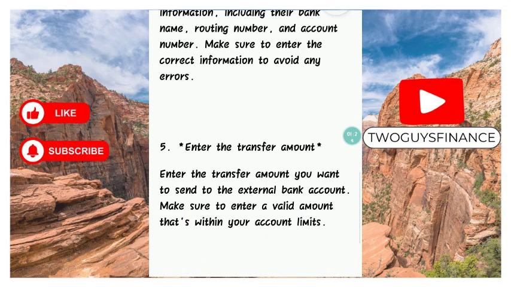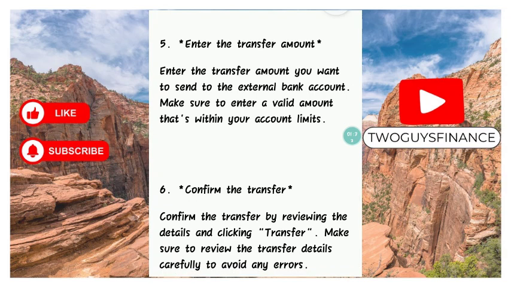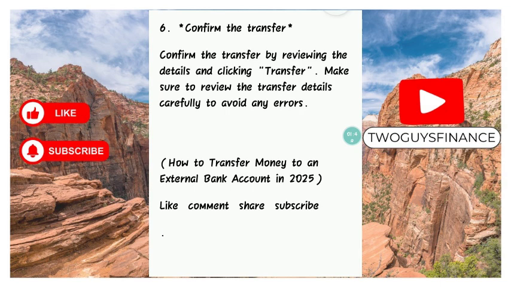Once that's done, you're going to enter the transfer amount that you want to send to the external bank account, and make sure you enter a valid amount that's within your account limits. Once that's done, go ahead and confirm the transfer by reviewing the details and making sure that everything is correct. And if it is, go ahead and click on transfer. That's pretty much it on how to transfer money to an external bank account on Simple in 2025.